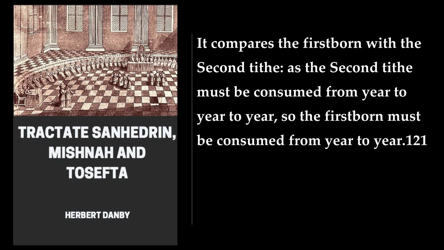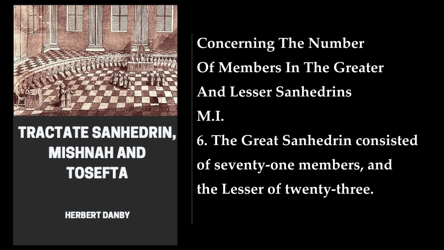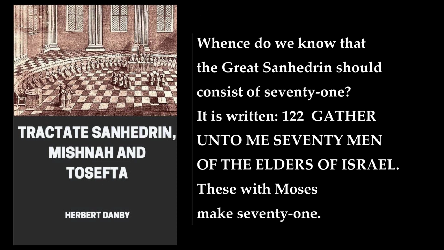Concerning the number of members in the greater and lesser Sanhedrins. Mishna 6: The great Sanhedrin consisted of 71 members, and the lesser of 23. Whence do we know that the great Sanhedrin should consist of 71? It is written, "Gather unto me 70 men of the elders of Israel." These with Moses make 71.